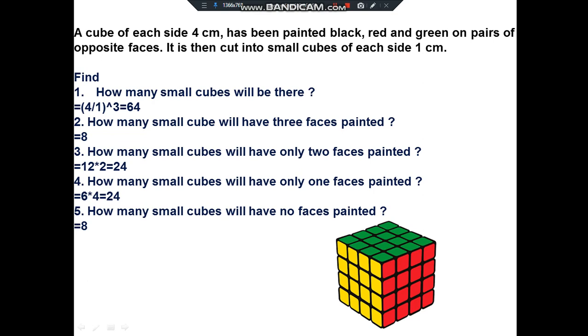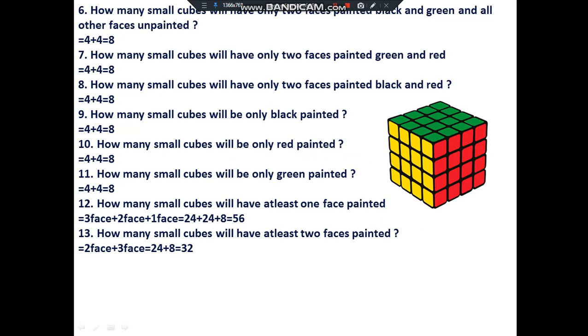Okay. Next question: how many small cubes will have only 2 faces painted, black and green, and all other faces unpainted? As I told you, opposite faces are painted the same color. So 2 faces painted black and green. Leave one color, that is red. So consider this yellow as black. For my convenience I have taken yellow and green. What is the question? 2 faces painted. So 1, 2, 3, 4. Top 4 and bottom 4, totally 8.